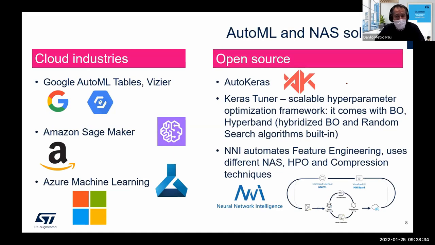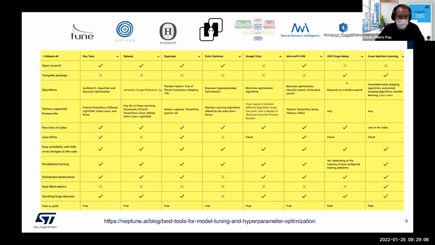There are also a number of open source projects. Some are of normal, common use: AutoKeras, Keras Tuner, NNI. Some of those are also based on Bayesian optimization, sometimes hybridized, and support both neural architecture search and hyperparameter optimization, with a number of compression techniques in order to reduce the cost associated to a large inference model.